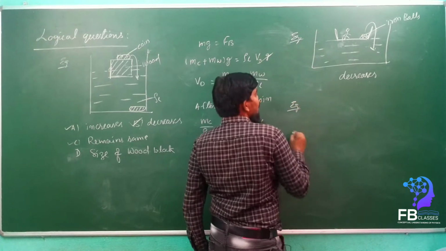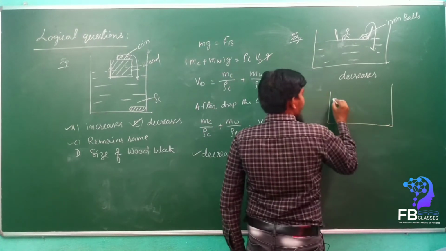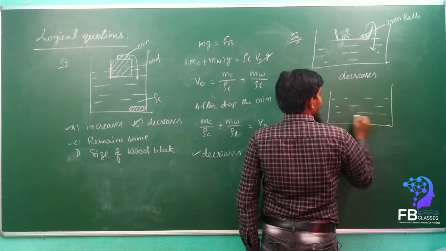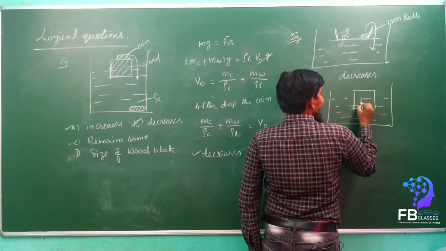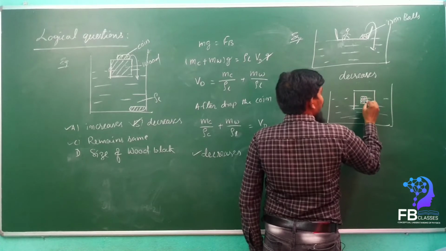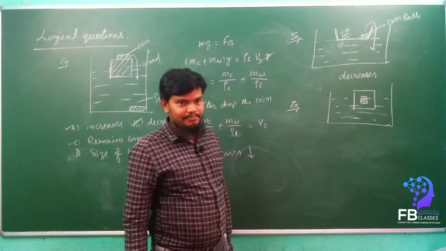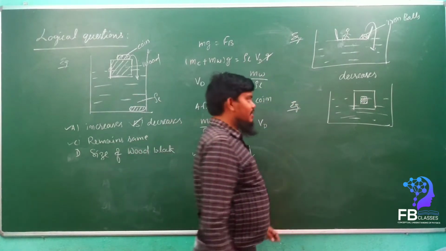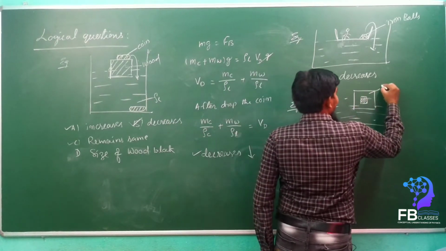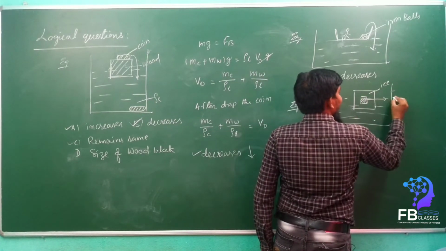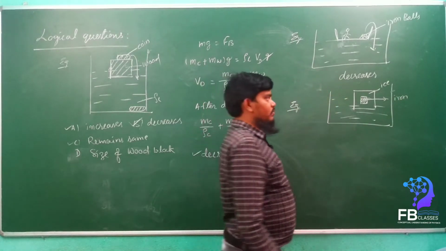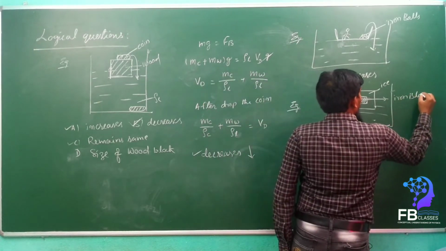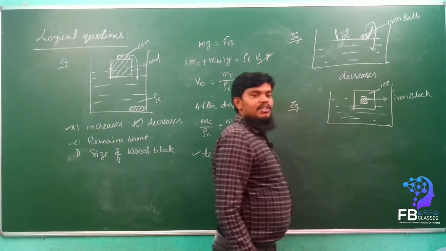Another question. For example, there is water, and now there is ice. Inside the ice, an iron block is embedded. Okay, the iron block is embedded inside the ice. This is an ice cube and this is the iron block.